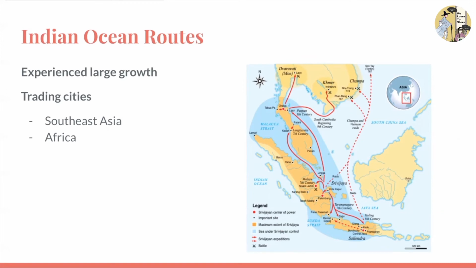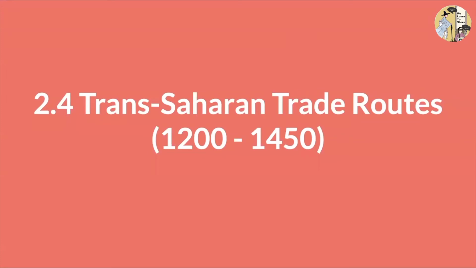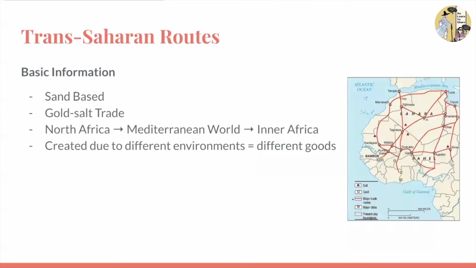Finally, we will move on to the last topic of today, which is the Trans-Saharan trade routes. Some basic information about the routes is that it is sand-based, meaning that the routes go through the desert. And this trade was also called the gold-salt trade, since the two main goods that were most traded were gold and salt. The route had connected North Africa, the Mediterranean world, and inner Africa altogether, which had allowed for a variety of items to be traded. The routes were developed due to the different environments within the regions, which had led to the development of different goods.